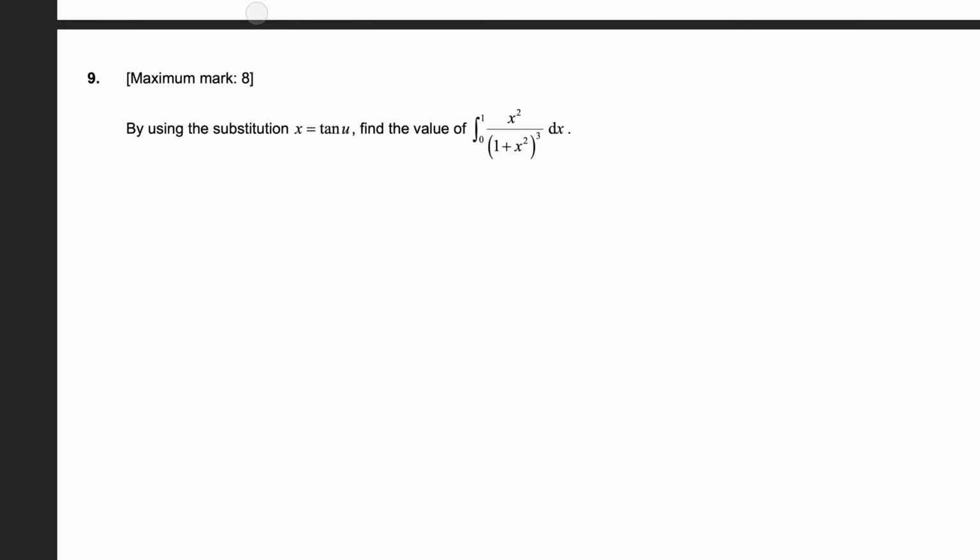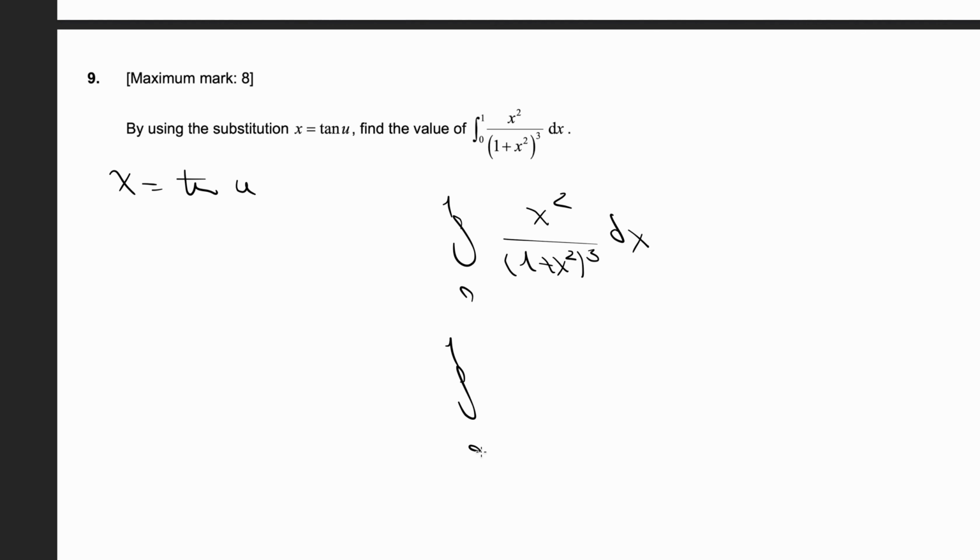Number 9 of November 2020, paper 1. We're asked to use the substitution x equal to tangent of u to find the value of the integral from 0 to 1 of x squared over (1 plus x squared) cubed dx.